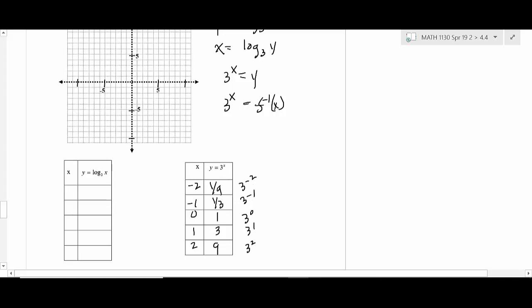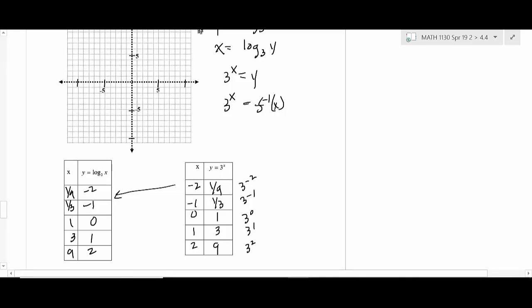So see, it's easy to make the table of values for 3 to the x, and since you know that they're inverses, now all you've got to do is just change these backwards. So you'd have 1, 9, negative 2, 1 third, negative 1, 1, 0, 3, 1, and then 9, 2, like that. Okay, to me, that's the simplest way to learn how to do a basic log graph: do the inverse and then flip the points.